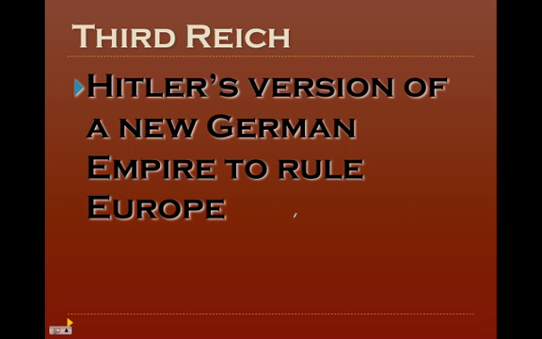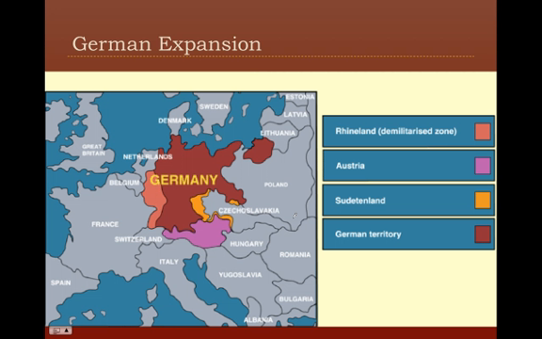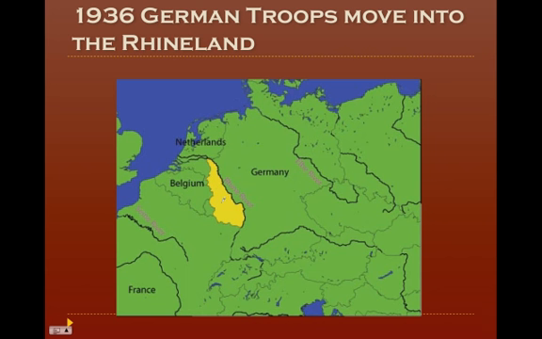Here's the idea. Hitler believed that he was destined to deliver a Third Reich, the new German Empire. Here's what Germany looked like before. He takes Rhineland first. He takes Austria second, and then the Sudetenland third. At this point, they have the Munich Conference.